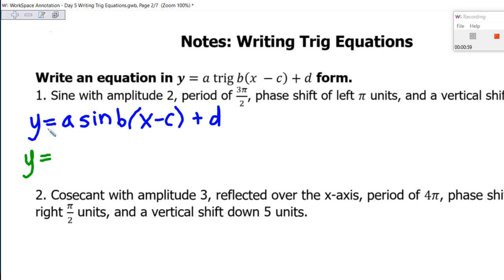Now the a value would be the amplitude. And what do they tell us about the amplitude? It's 2. So for a, put a 2. Then it has to be sine. I'm going to leave the b value for right now. And what does this c value tell me? Yeah, the phase shift. Did it move left or right? And they told us in the problem it moves left pi units. So how would I show in my equation it moves left pi units? Yeah, inside the parentheses you have to have x plus pi. Make sure you put the opposite sign. So if it moves left, make sure it's a plus sign.